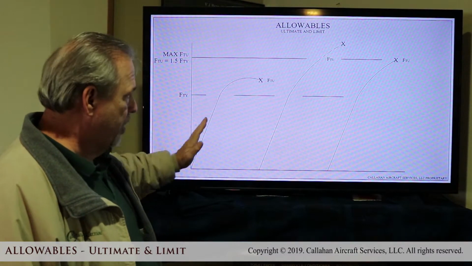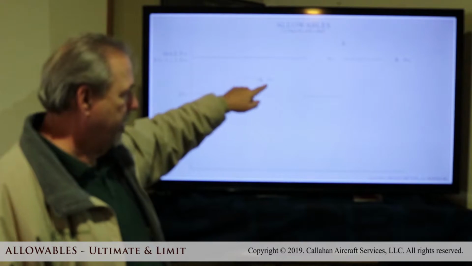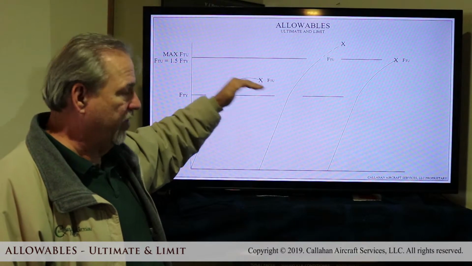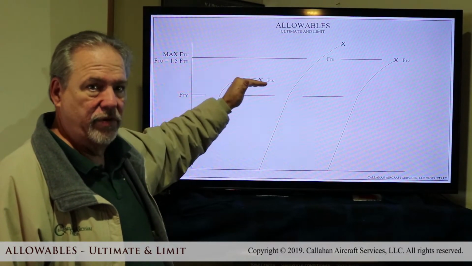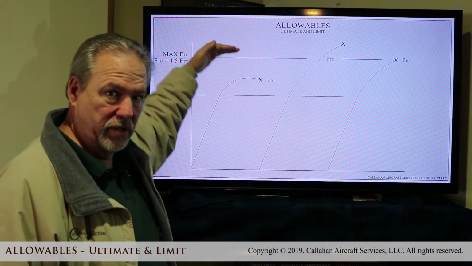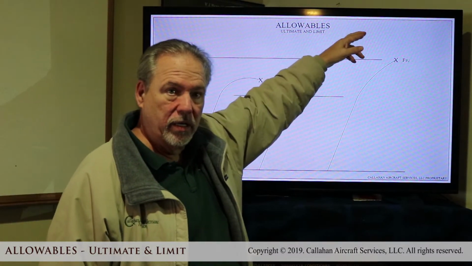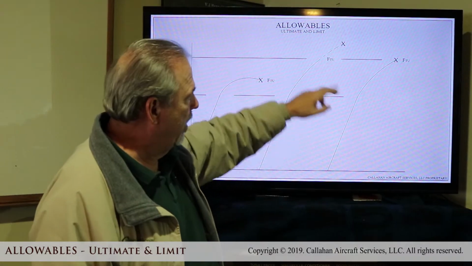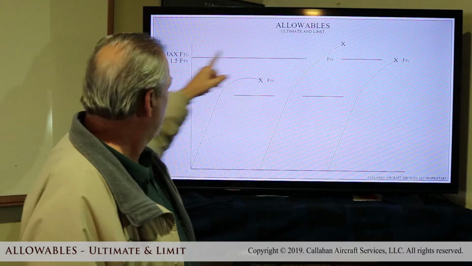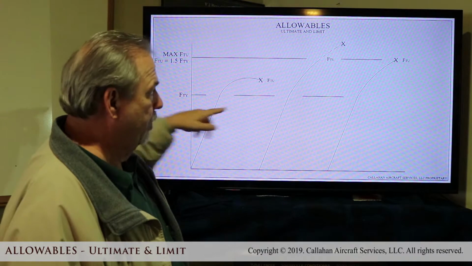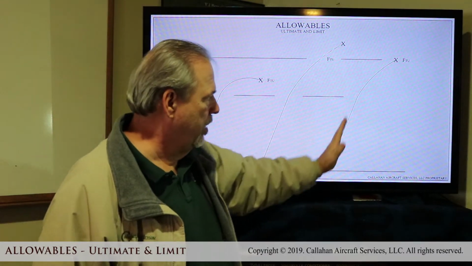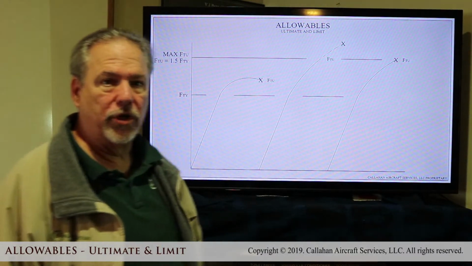So on this material here, even though it breaks here at this FTU, that is this material's FTU because it's below this line. This material will break up here, but by definition, FTU is now 1.5 times FTY. And this would be the curve that we would use.